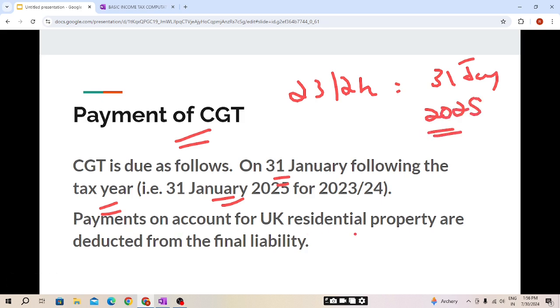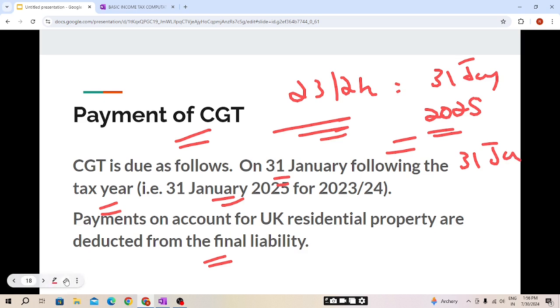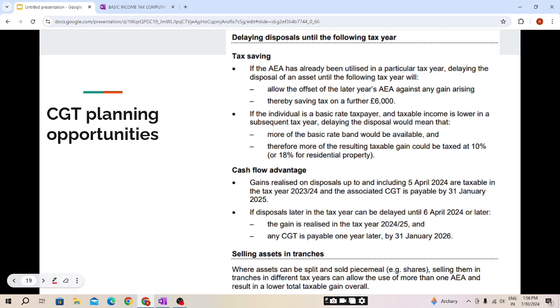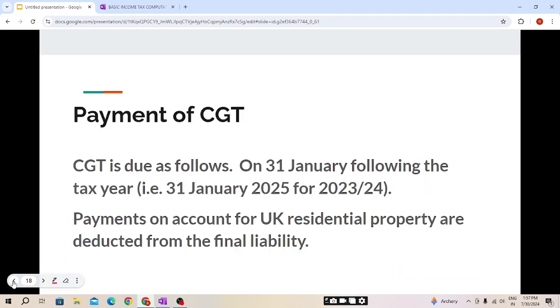Payments on account for UK residential property are deducted from the final liability. Taxable gain, calculate the CGT liability less payment on account, and you will get the payable final CGT liability. So this final CGT liability will be paid on 31st Jan 2025. I hope this is clear, students.